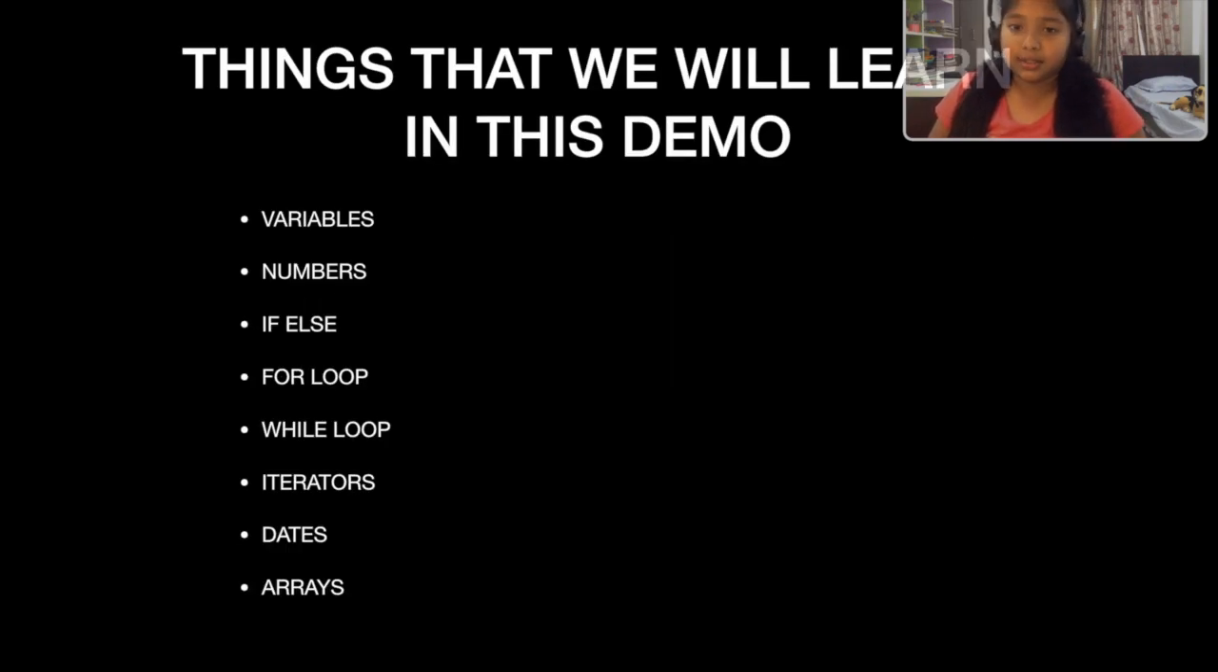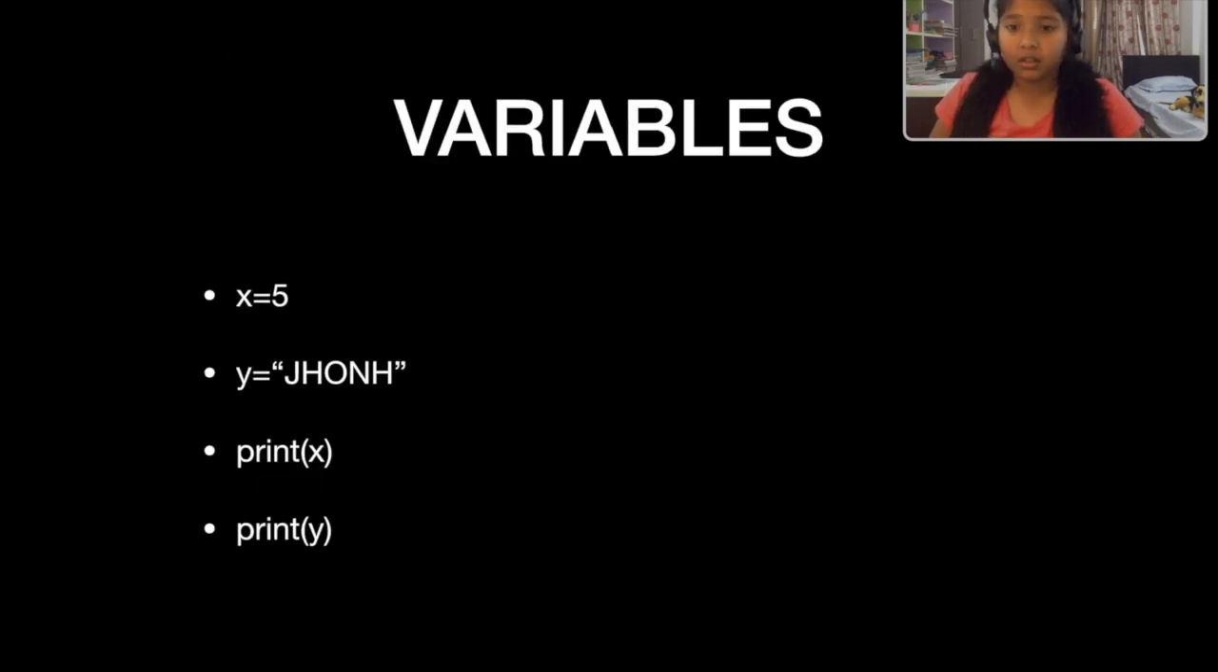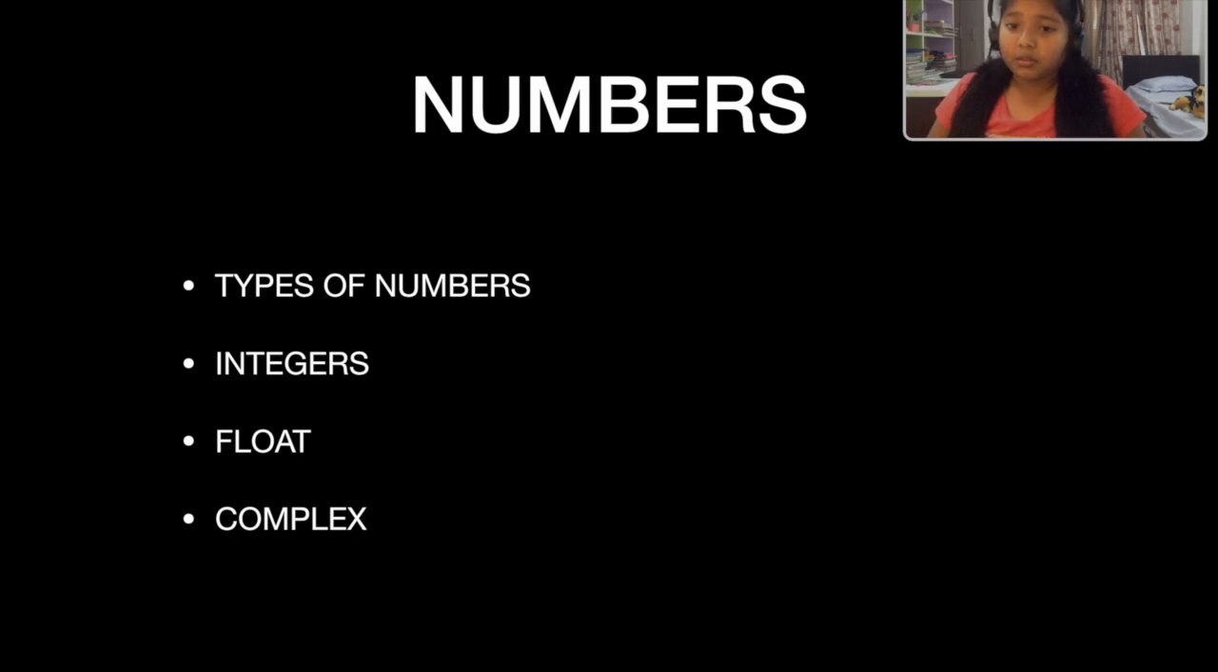So, things that we are going to learn in this demo: variables, numbers, if else, for loop, while loop, iterators, dates, and arrays. So, variables. In other programming languages, we need to declare a variable, but Python doesn't have any command for declaring a variable. So, numbers. There are three types of numbers in the Python programming language: integers, float, and complex.